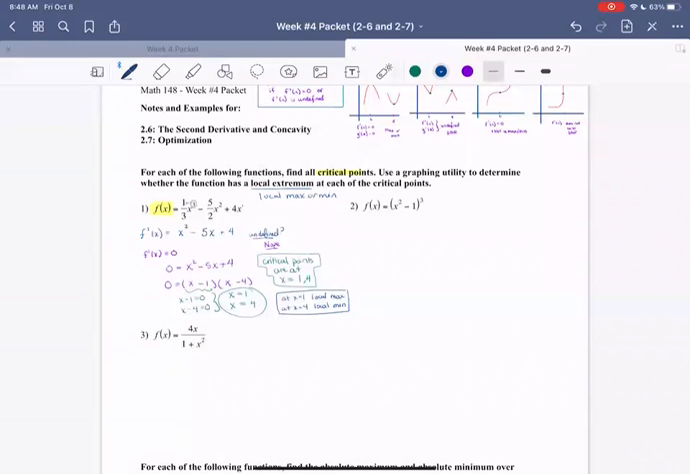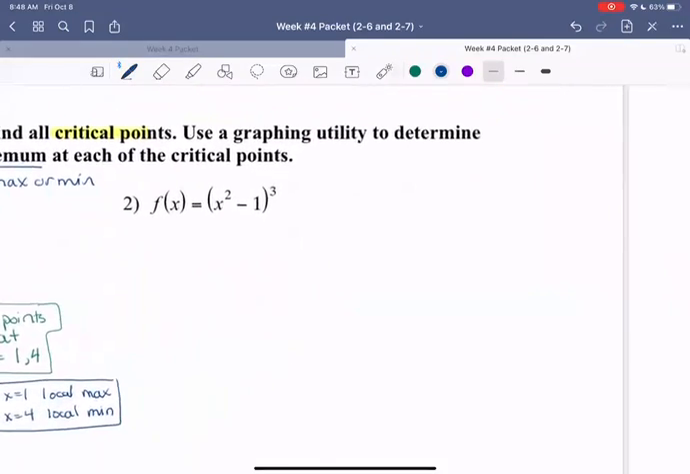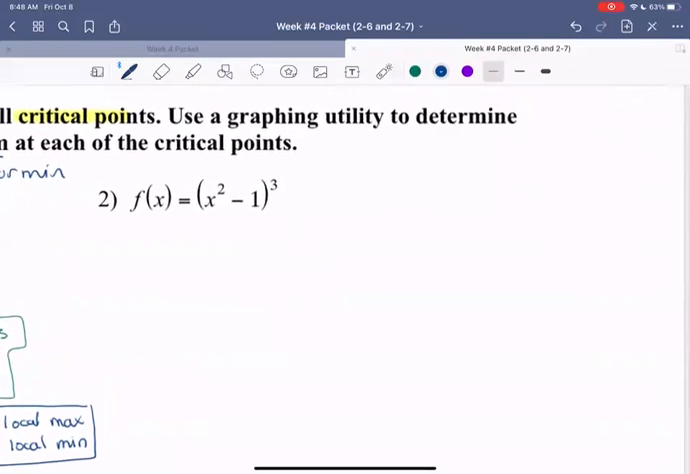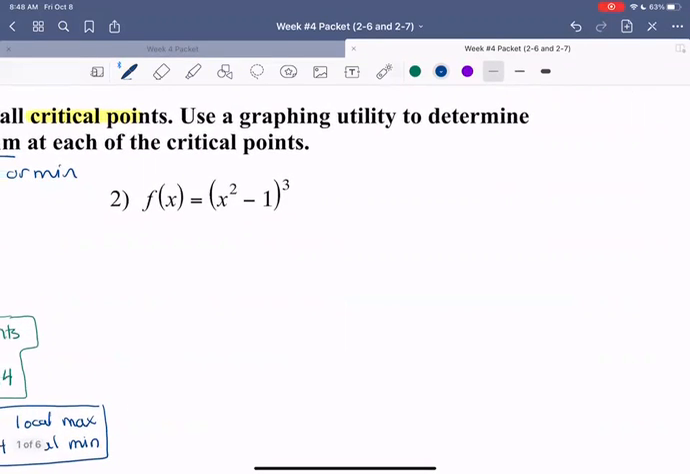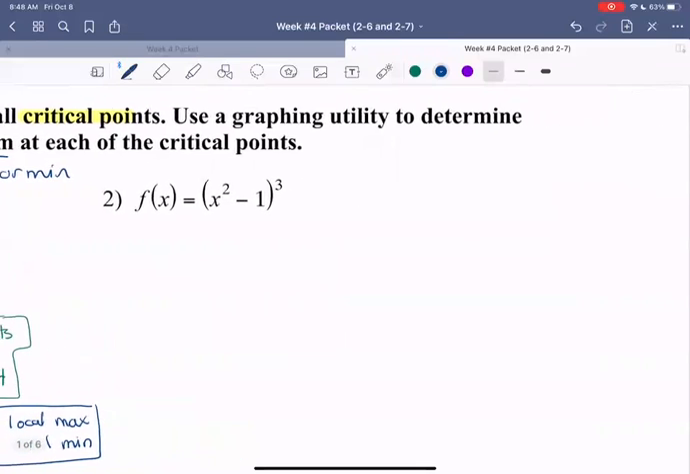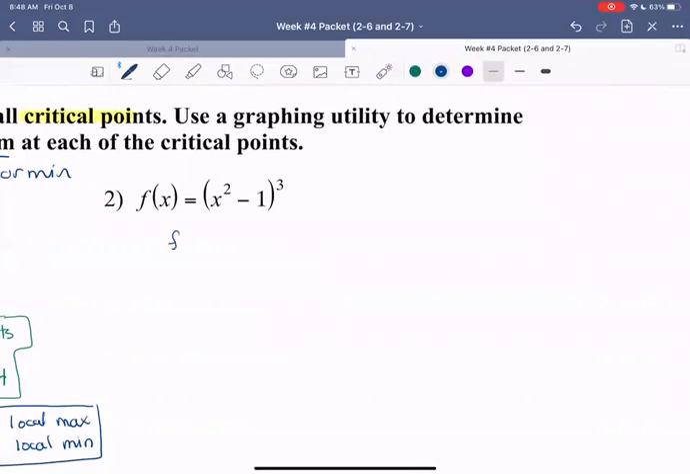In this video, we're going to continue our notes on section 2.6 and look at example 2. So here we want to find the critical points of our function and then graph our function to determine if those critical points are a local extrema, meaning a local max or min. So first step we need to do is just compute the derivative of our function. So we want to compute f prime of x.